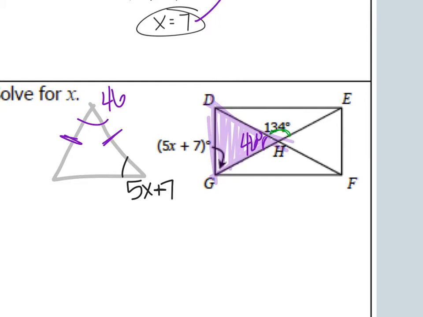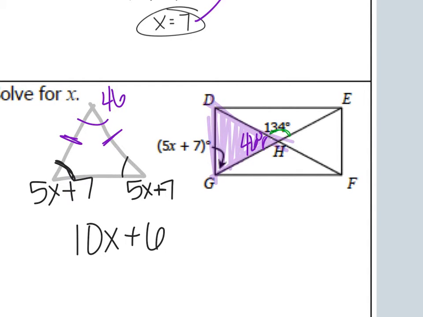Because this is an isosceles triangle, this side over here is also 5x plus 7. So what I know about all three of these little angles here of this triangle is that I can actually add them together and equal 180 because all triangles have to add up to equal 180. So we get 10x plus 7 plus 7 plus 46. So 46 plus 14 is 60 equals 180.